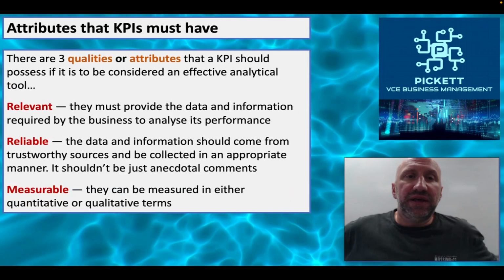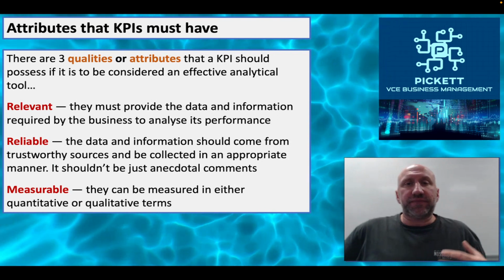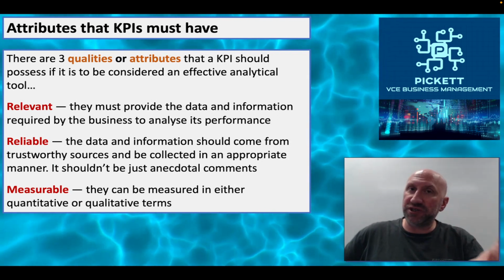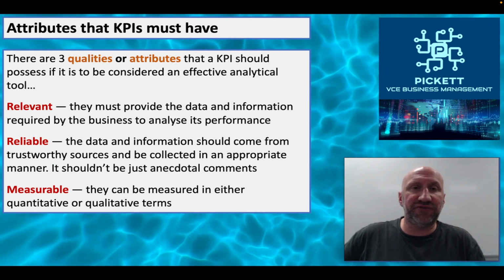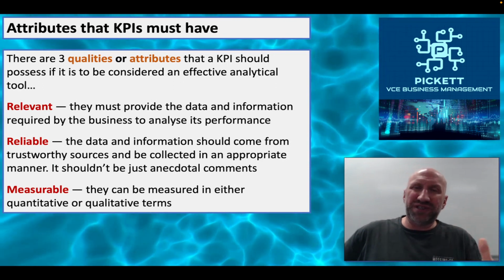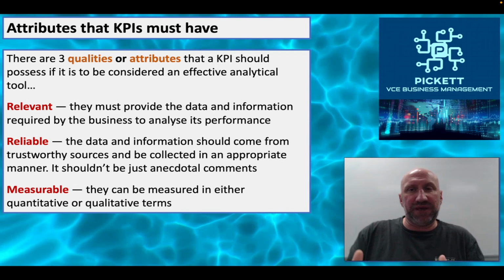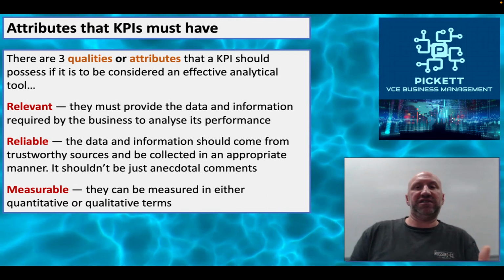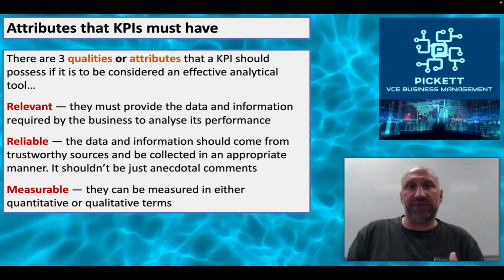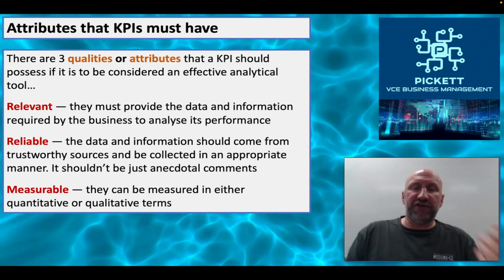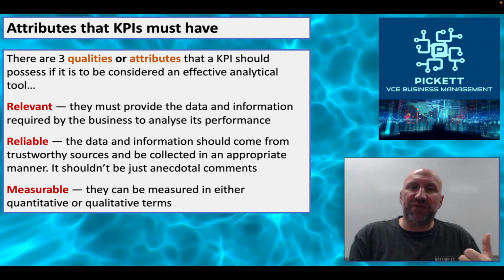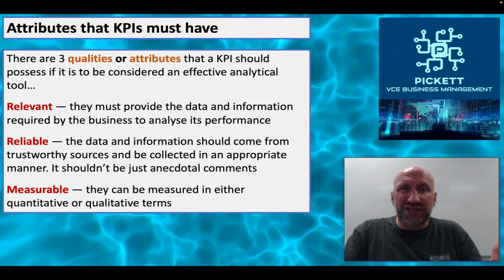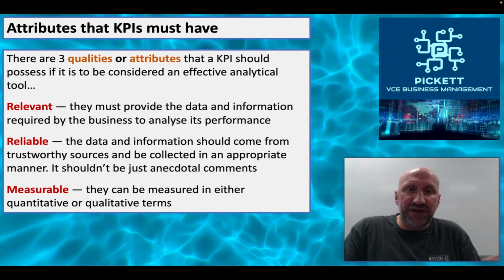Okay. Now, attributes that KPIs must have. Okay, so there are three qualities, and I've seen questions on this before. There are three qualities or three attributes that a KPI should have if it is going to be considered to be an effective analytical tool. In other words, if it's going to be useful. Okay, first off, they must be relevant, so they must provide data and information required by the business to analyze its performance. I mean, kind of a no-brainer.